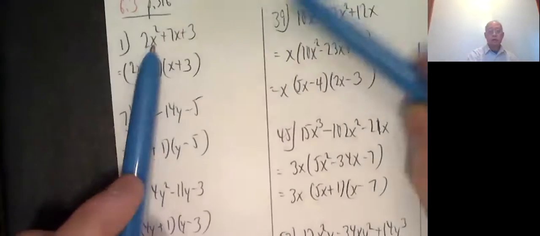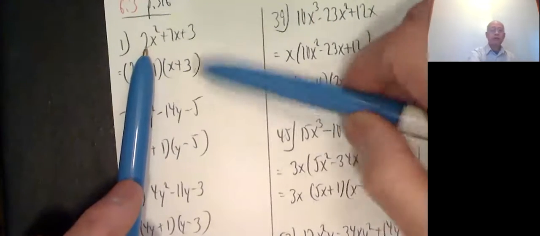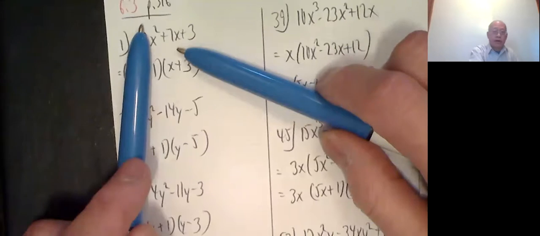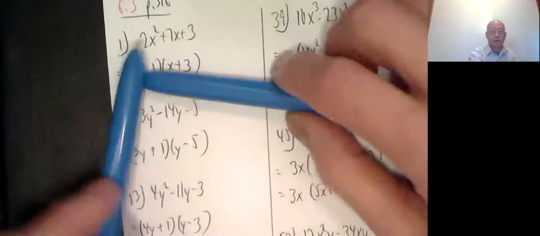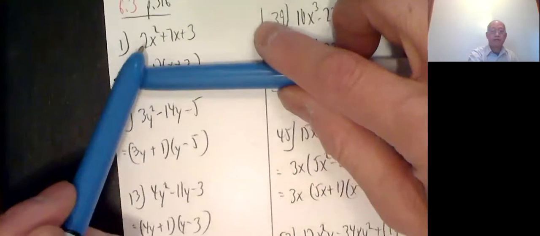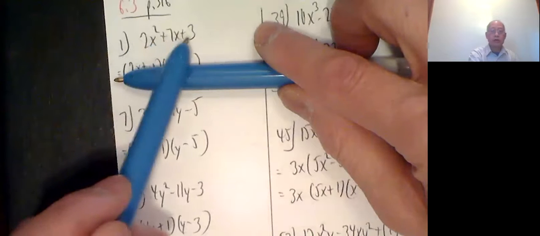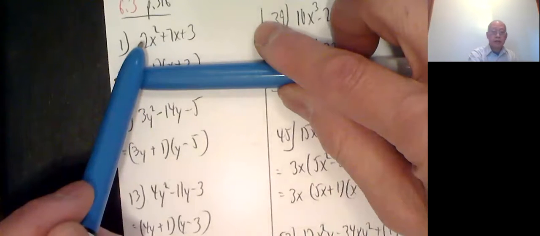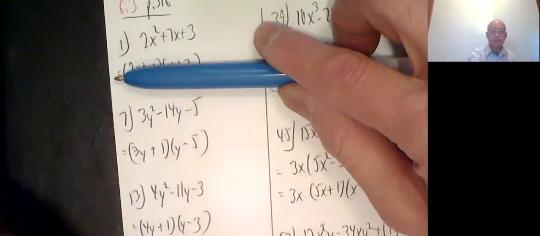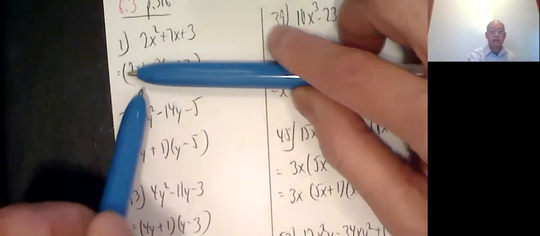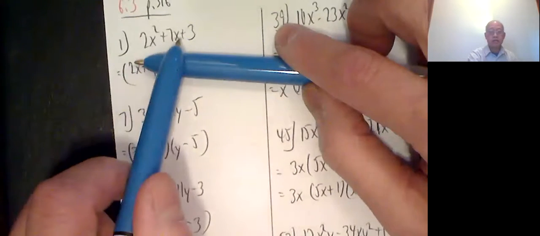So this time, there's a coefficient in front of the x squared also. So last time it was only x squared or y squared or whatever. Now we have to account for the fact that in my FOIL, first, outer, inner, last, this number has to be accounted for as well as this. Okay, x squared is x times x, plus plus is plus plus.